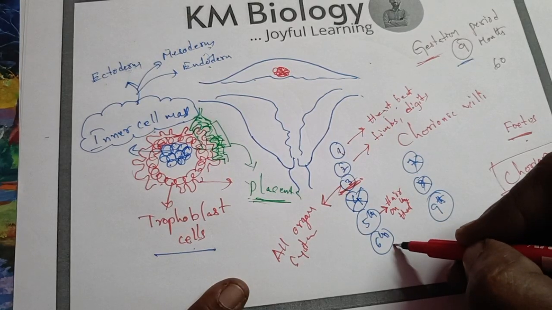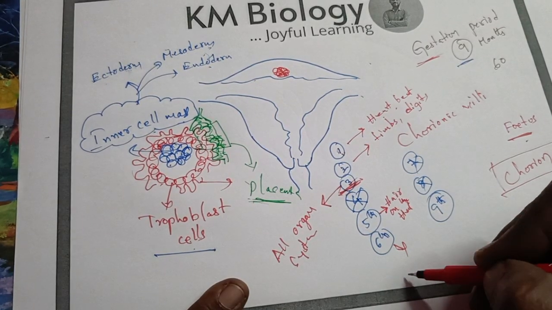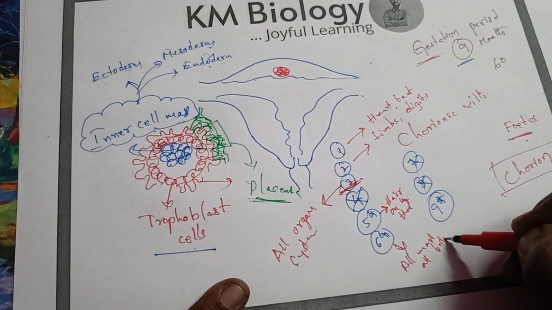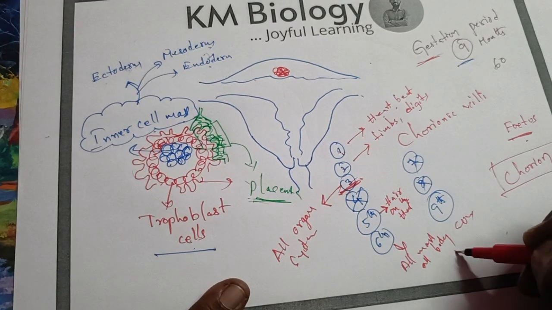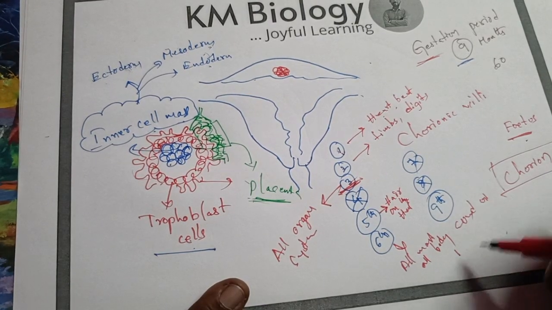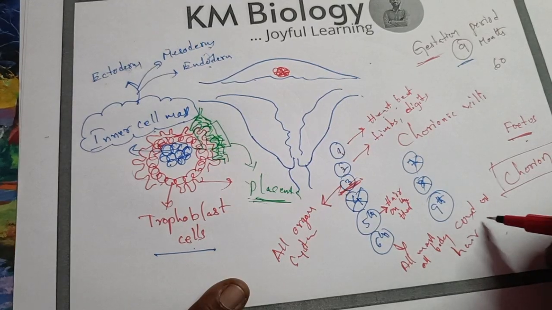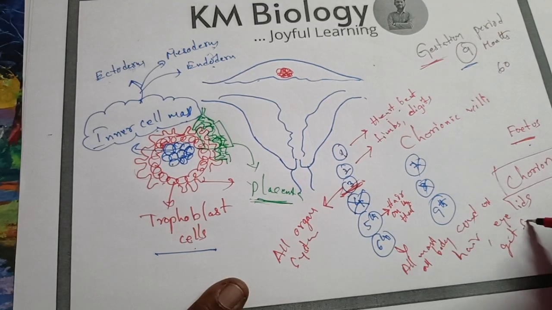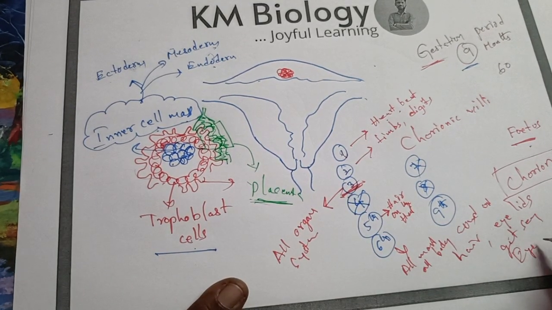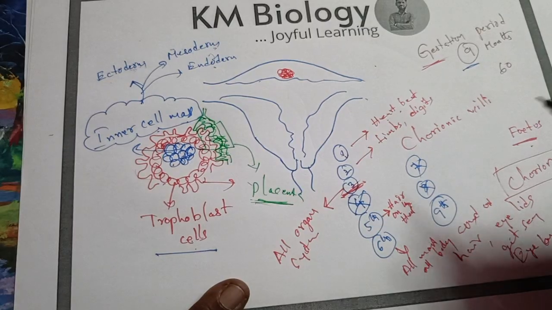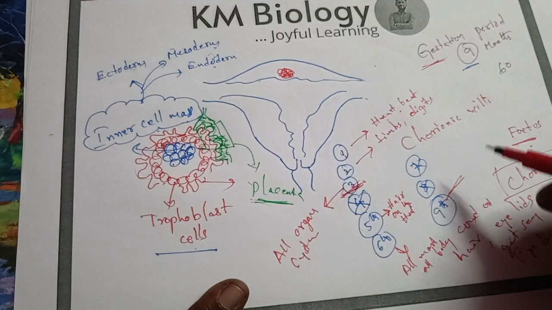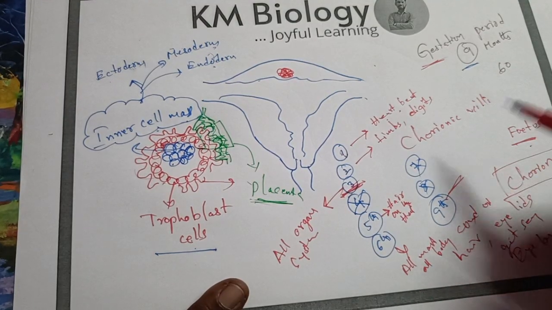And in the 6th month, almost all the body is covered with hair, eyelids get separated, and eyelashes are formed. By the 9th month, the fetus will be ready for delivery. Right? Now we will see how the delivery happens.